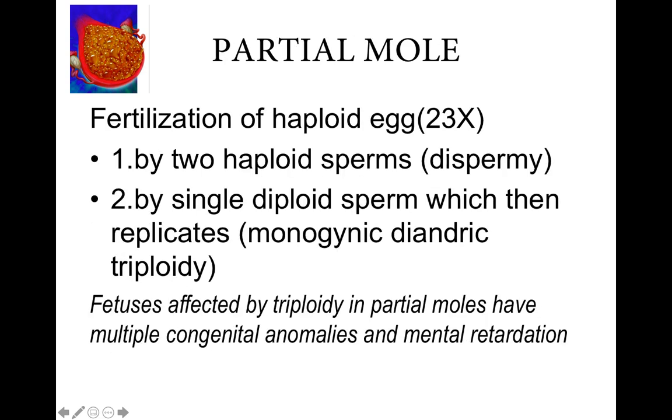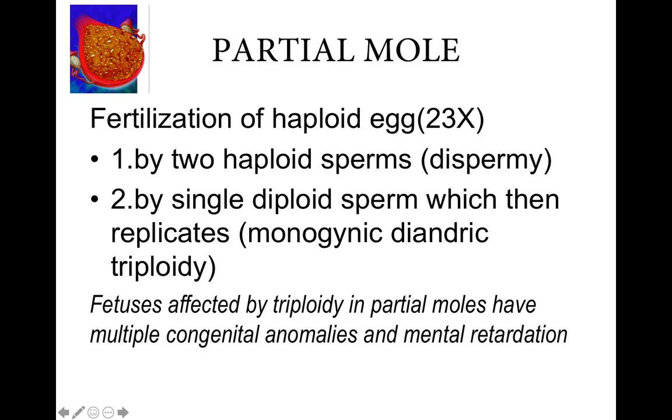What about partial hydatidiform mole? They are generally triploid, 69XXX, 69XXY, or rarely 69XYY, with the abnormal conceptus resulting from fertilization of a normal haploid ovum by two haploid sperms, called dispermy, or by a single diploid sperm termed monogenic diandric triploidy.